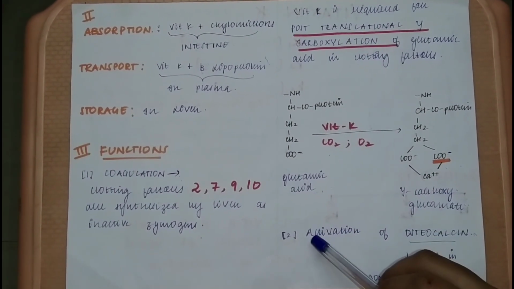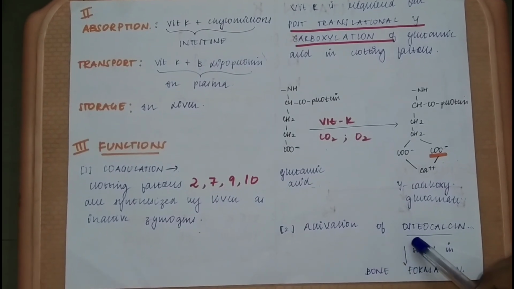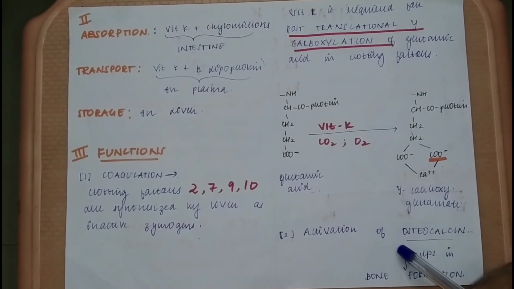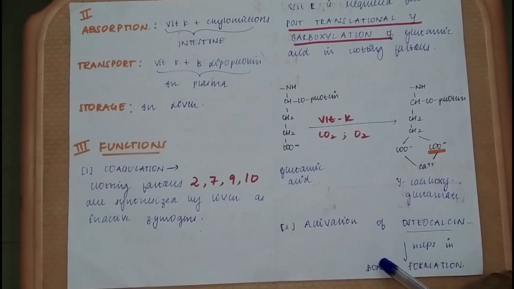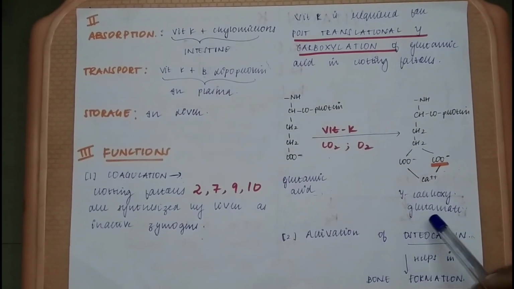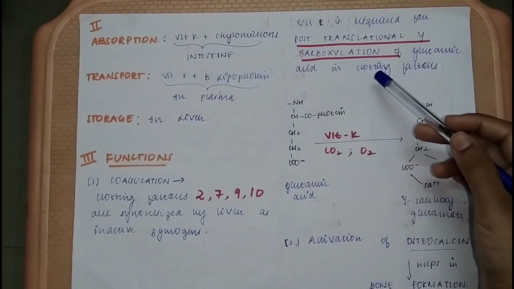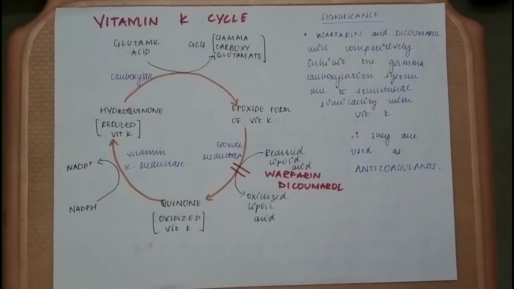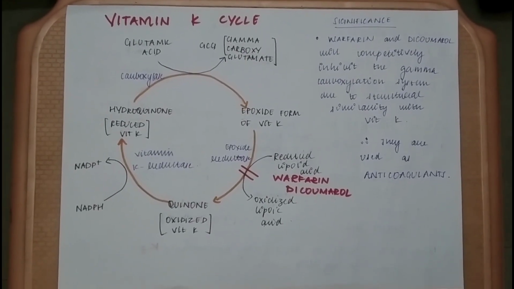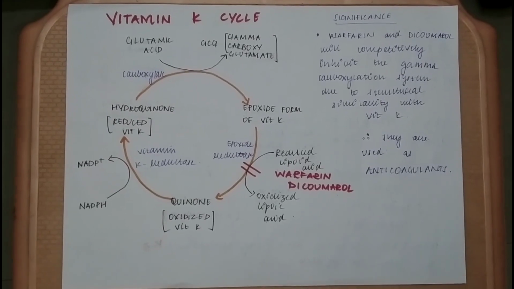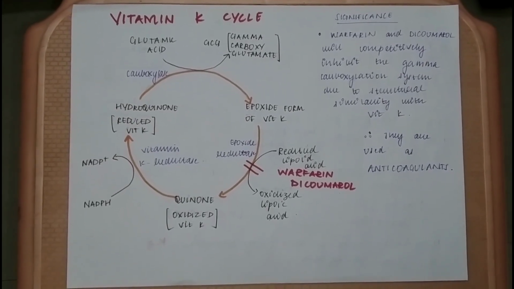The second function of vitamin K is the activation of osteocalcin. Osteocalcin helps in bone formation. Osteocalcin is also activated by carboxylation of glutamic acid. Now let's discuss about vitamin K cycle. This cycle has 3 steps in it.